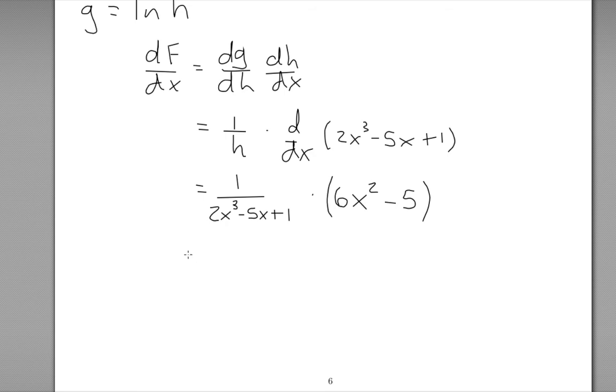So we have this. We can combine these and simplify it. We have 6x squared minus 5 divided by 2x cubed minus 5x plus 1.